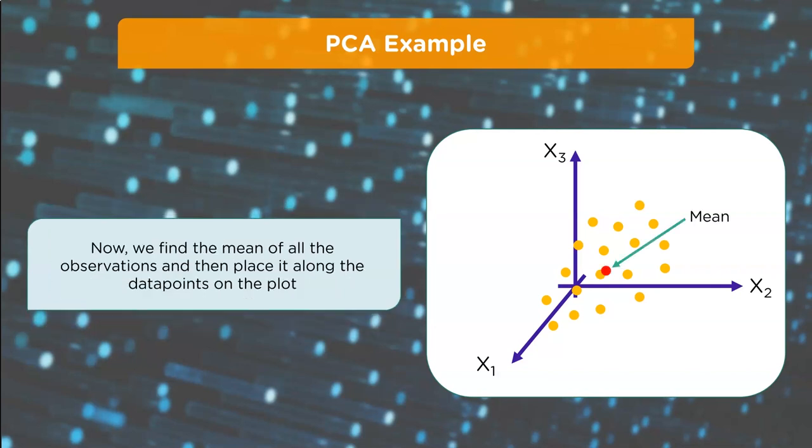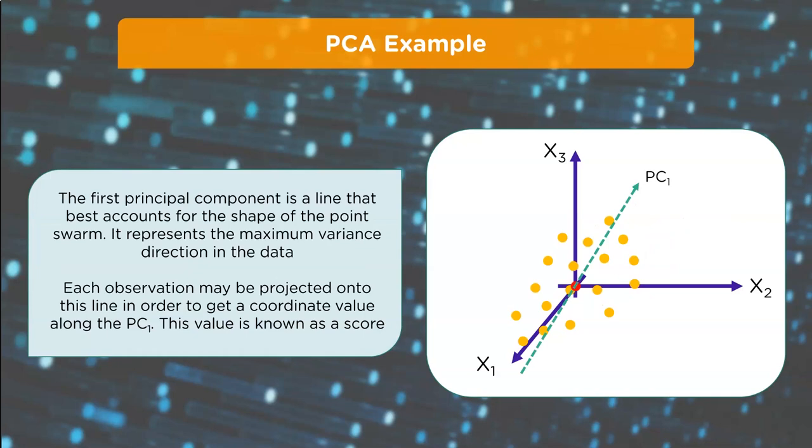Now we find the mean of all the observations and then place it along the data points on the plot. The first principal component is a line that best accounts for the shape of the point swarm. It represents the maximal variance direction in the data. Each observation may be projected onto this line in order to get a coordinate value along the PC1. This value is known as a score.